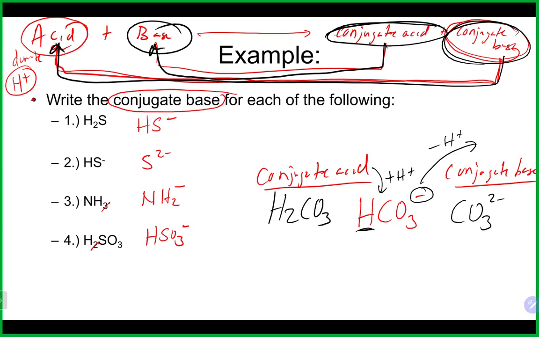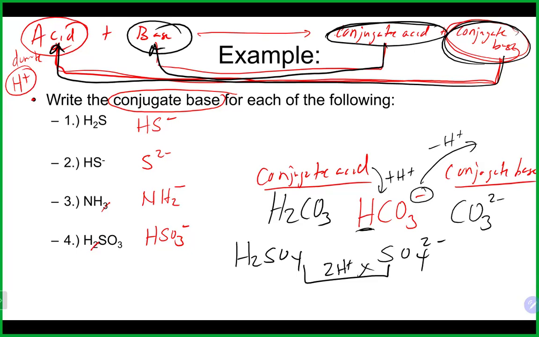Question on acid conjugate base pairs. Again, only one H plus should be the difference between those two things. When we look at something like H2SO4 and SO4 2 minus, are these pairs? These are not pairs, because the difference here is 2 H pluses. So these would not be pairs.